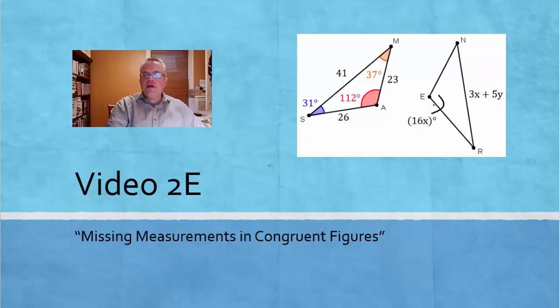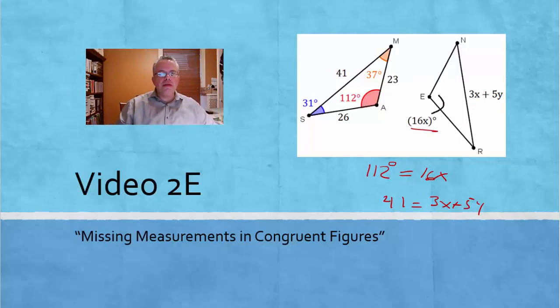So, for instance, if I want to find what x is here, I know that angle A corresponds to angle E. So that would mean 112 degrees would have to equal 16x, and then I could solve for it. Or, if I wanted to solve for one of those variables, 3x plus 5y, I know that side NR corresponds to side SM. So we could say 41 is equal to 3x plus 5y. So my point is that we're going to solve these problems by looking at matching parts. Okay, here we go. Let's take a look at these.